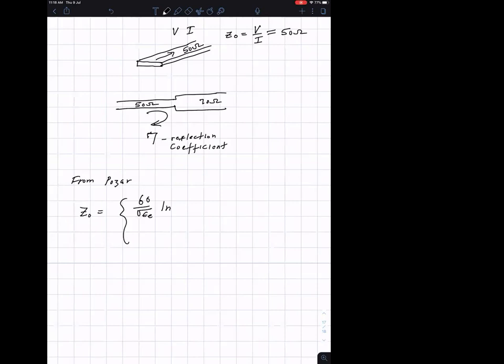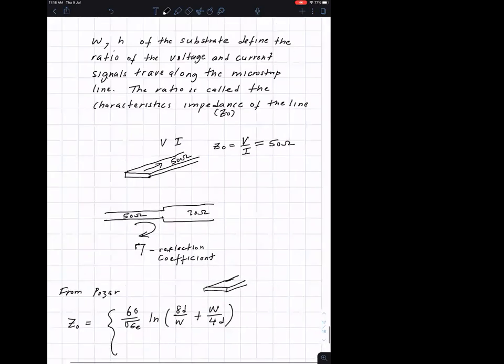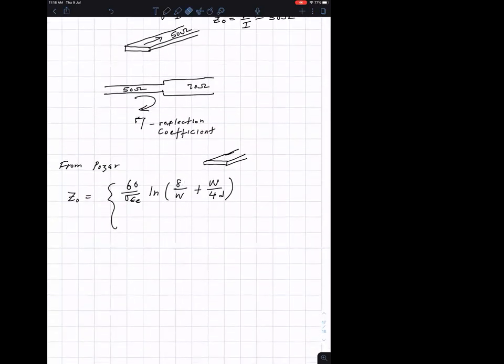Natural log of 8D divided by W plus W over 4D. This is the equation to calculate the characteristics impedance of a transmission line. This is a microstrip transmission line in this case. Okay, you can see the D. D is the same as the H. Maybe I'll just replace this with H.